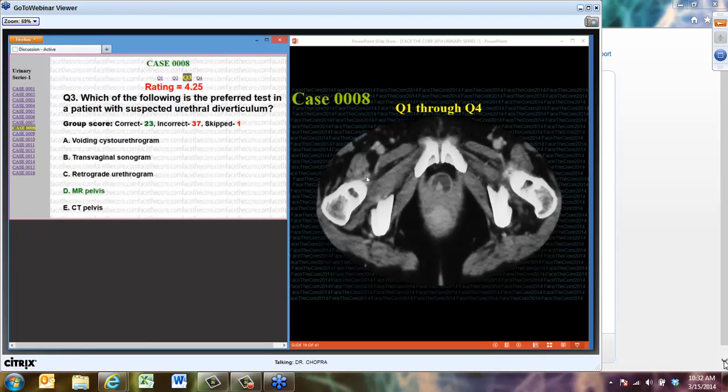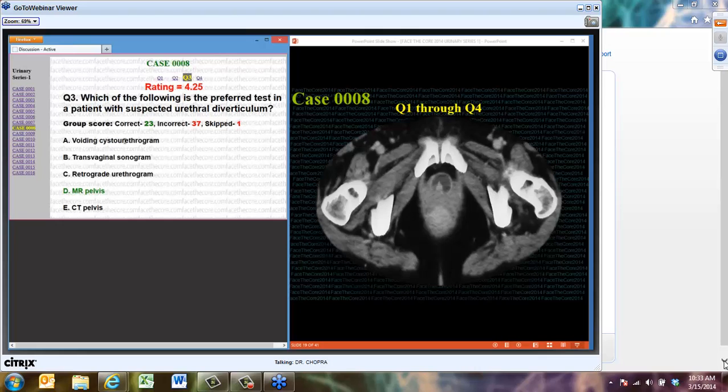Which of the following is the preferred test in a patient with suspected urethral diverticulum? Here we know already there is a urethral diverticulum, but if the patient comes to you and the clinician is suspecting a urethral diverticulum, you will do an MR of the pelvis. The money shot in MR of the pelvis is T2 weighted images in the coronal plane. They will show you the urethral diverticulum.